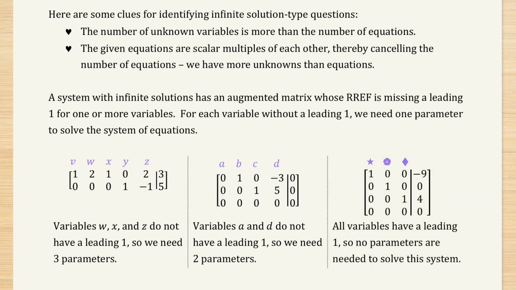In this system, we have a leading one for all three variables, star, flower, and diamond. So to solve the system, we actually don't need any parameters. Did I trick you?